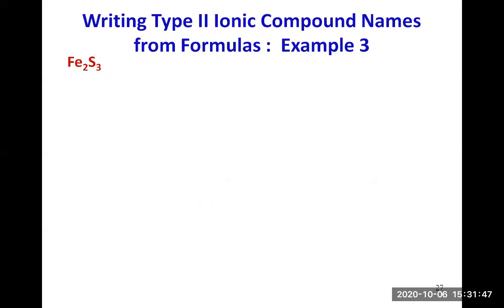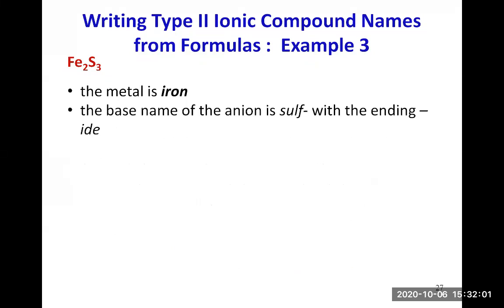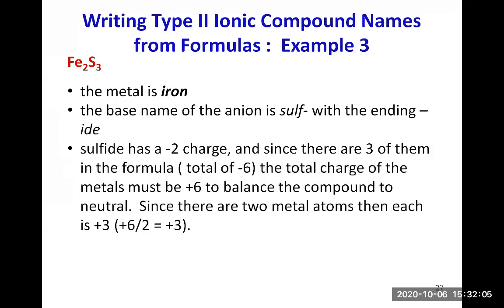Fe2S3 is our third example here. The metal is iron. Fe is iron from B group, so it's again a variable charge metal. S is the sulfide ion. So from sulfur, you change the ending to "ide". And the sulfide ion has 2 negative charges. And there are 3 sulfides.